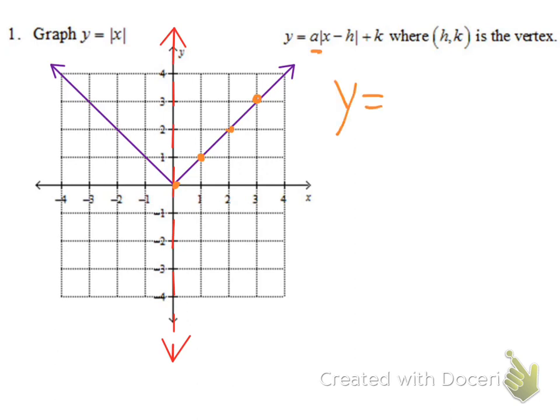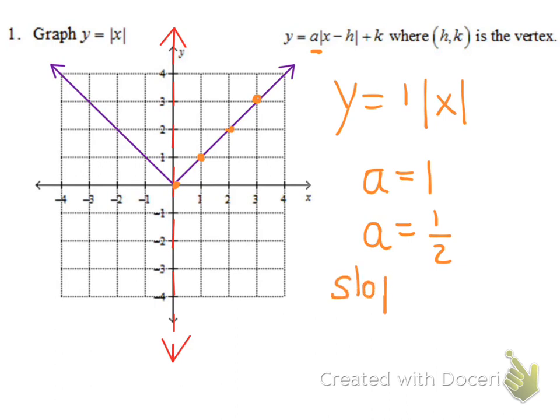So y equals absolute value of x, that's the same as 1 times the absolute value of x. So A here is 1. 1 as a fraction would be 1 over 1. So you can treat that as the slope of the right side. Now, it's not the slope of the left side, but it's the slope of the right side. I should have written 1 over 1. Slope of the right side, or to the right of the vertex.